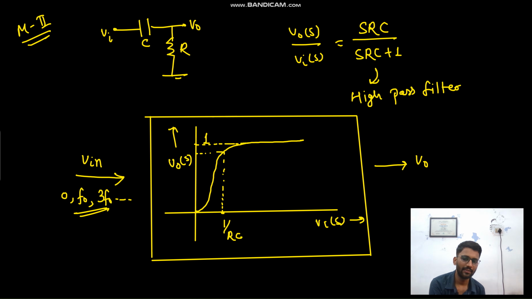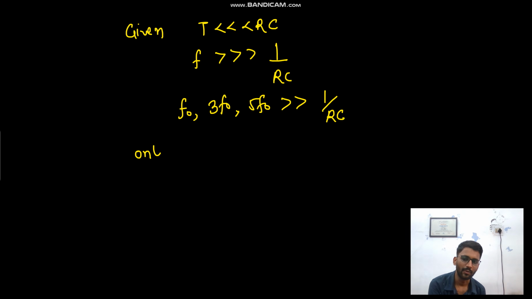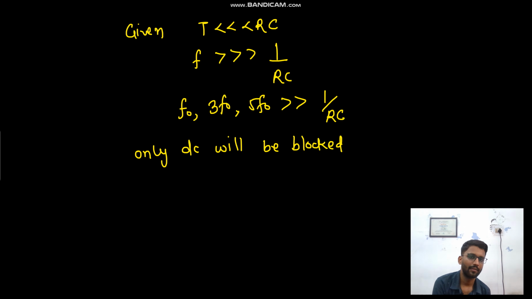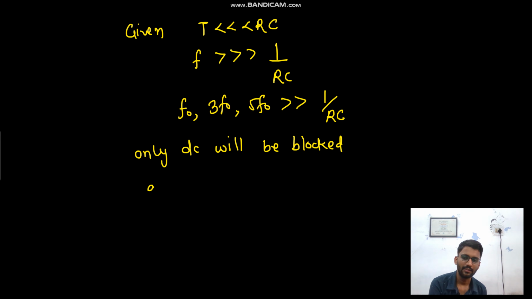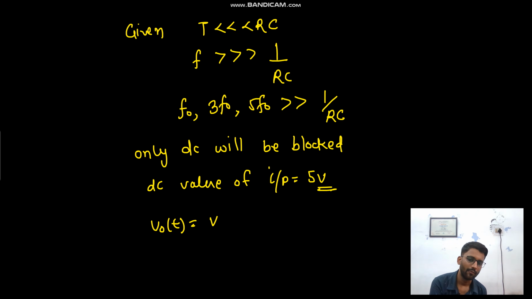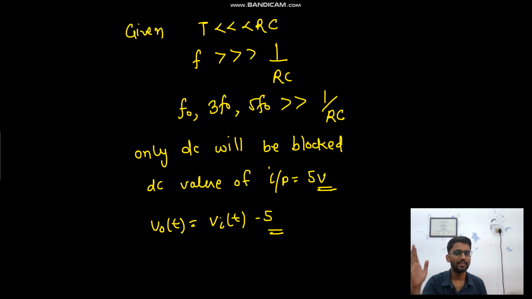Now, the DC value will be here. Here we will have DC, so only DC will be blocked. What is the DC value? The DC value of the input is 5 volt, so that will be blocked. So your output will be V input minus 5 volt. You get it? Your DC will be blocked.